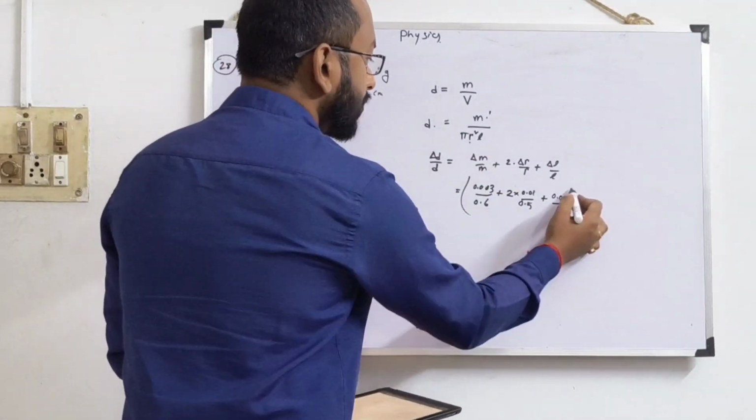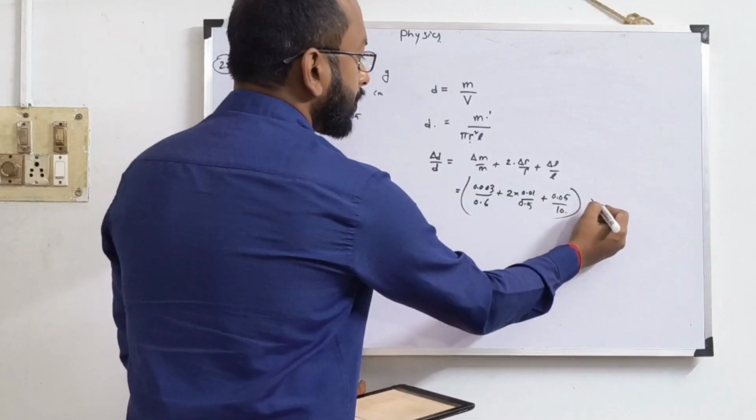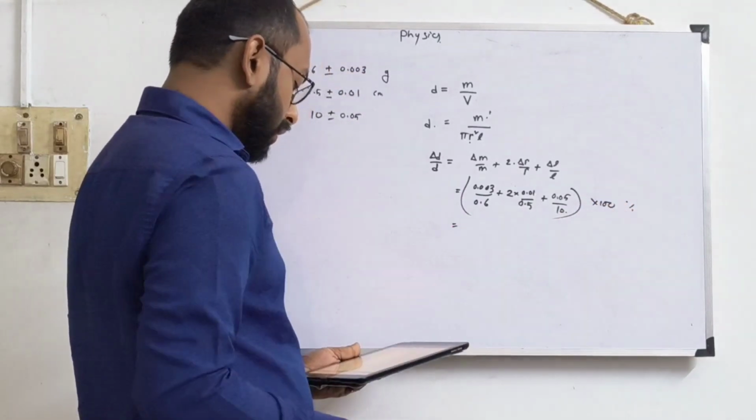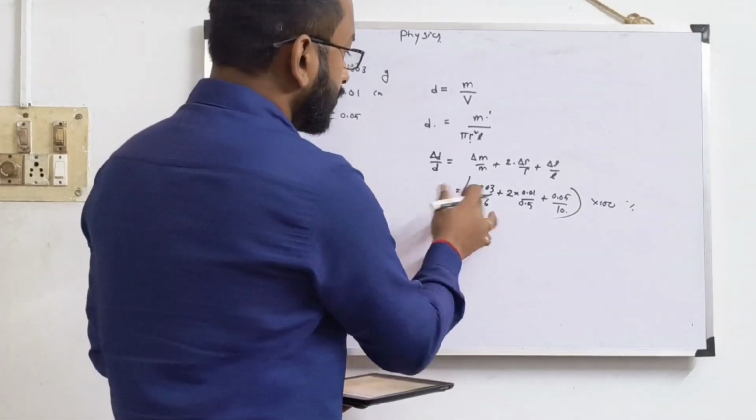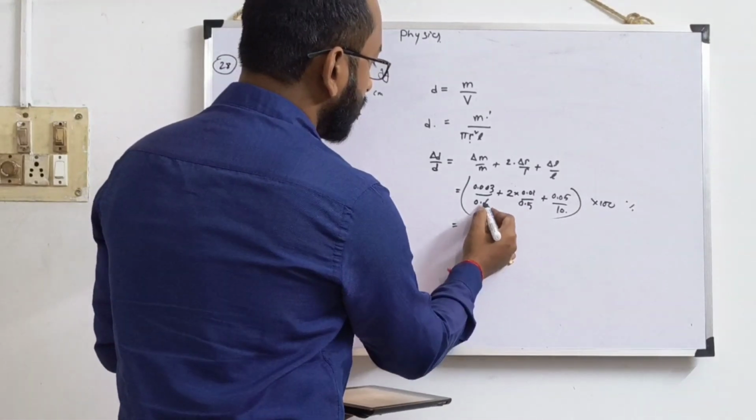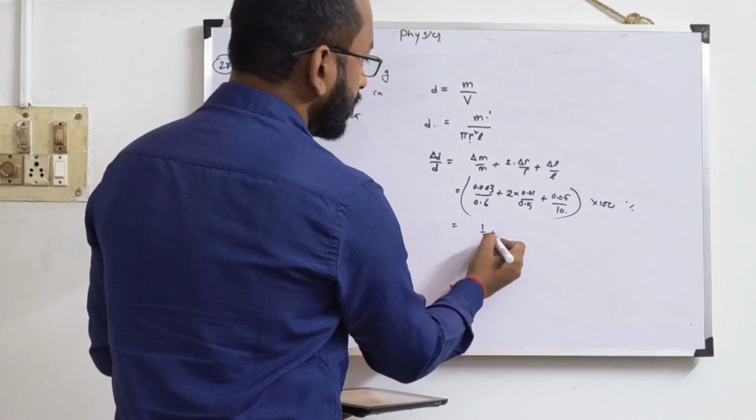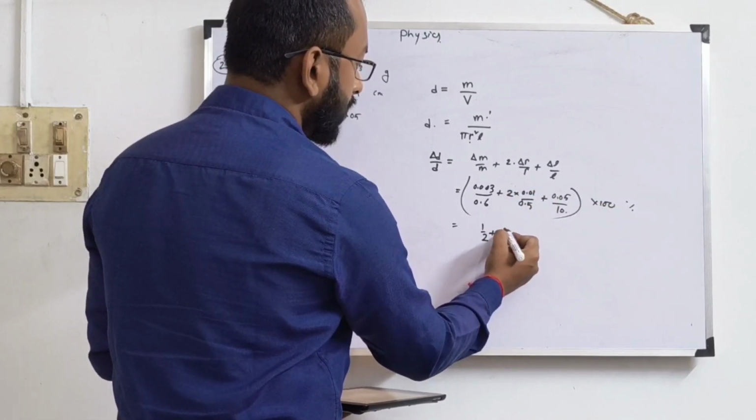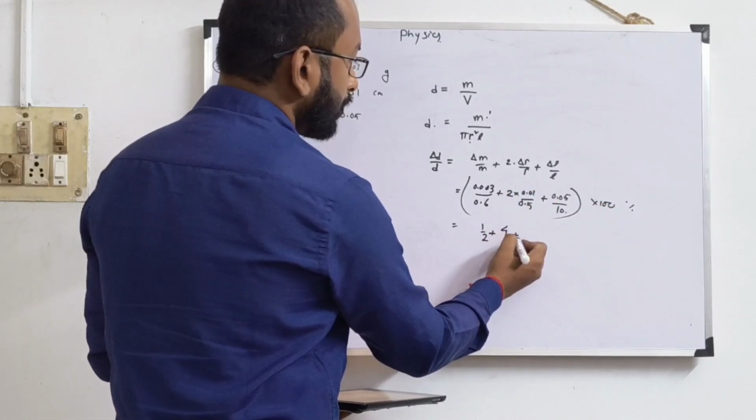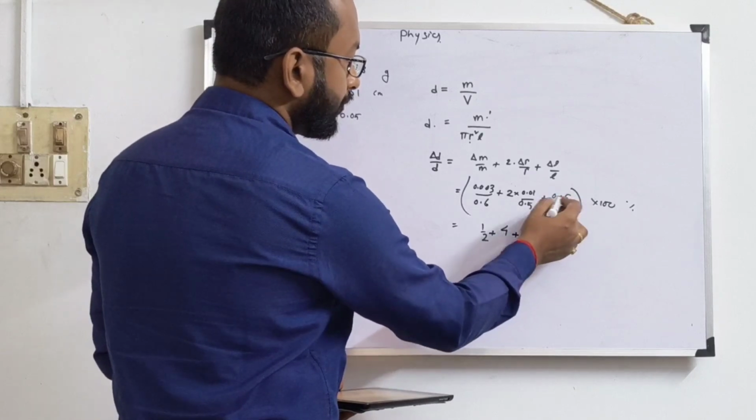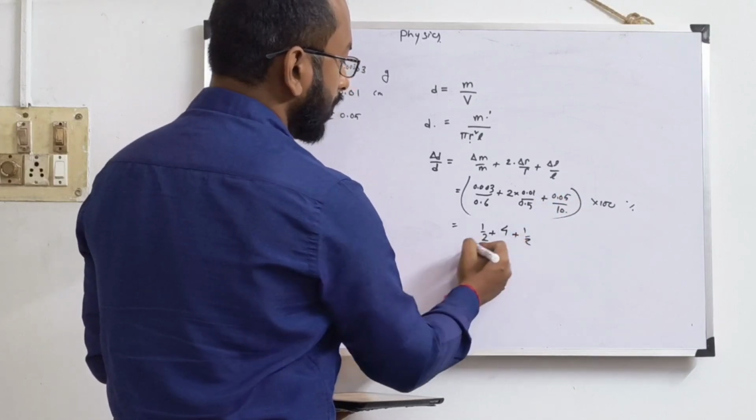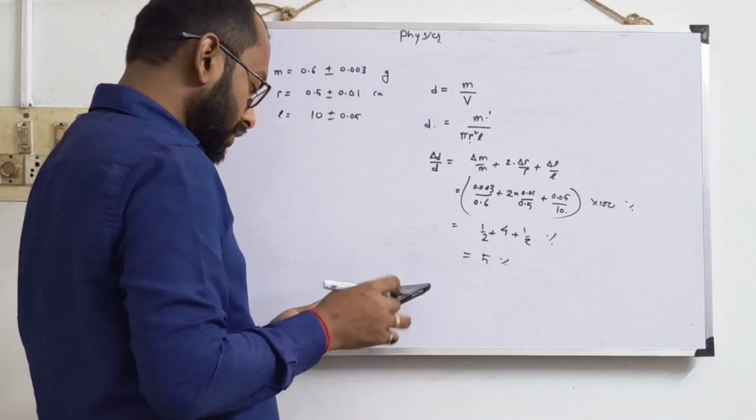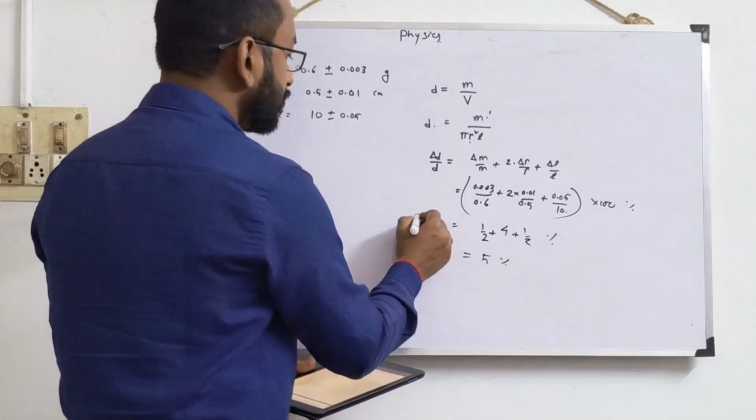It is asked in percentage, so you have to just multiply by 100. That is the answer in percentage. So you can calculate the value. If we calculate, the first term becomes half, then if we multiply by 100 it becomes 2 by 0.5, that is 4, plus 5 by 10, that is half. So the answer is 5%. So the answer is option number 2.